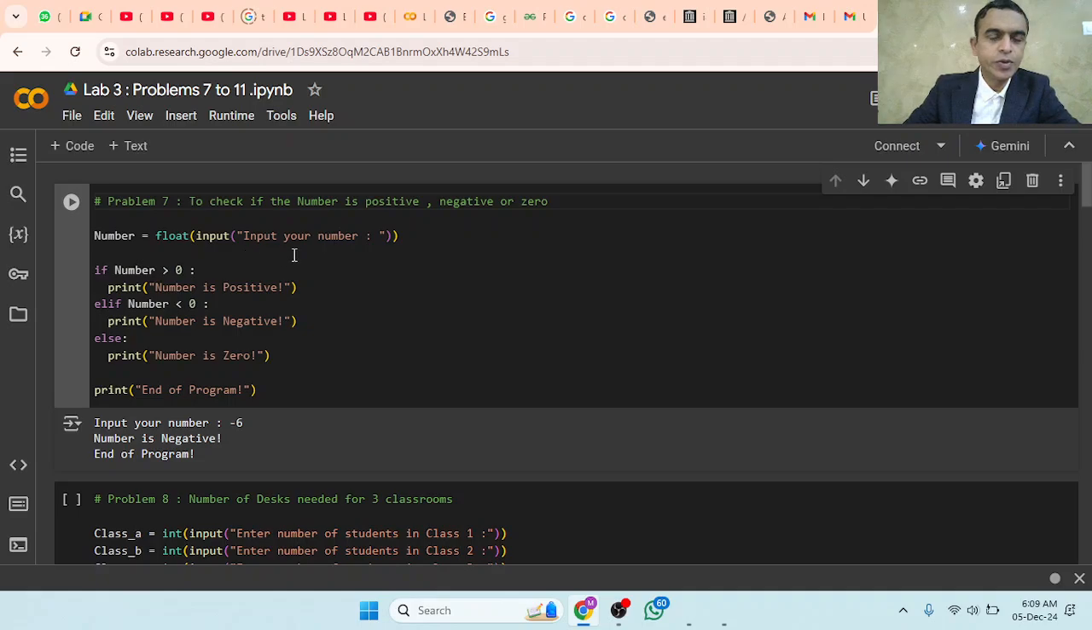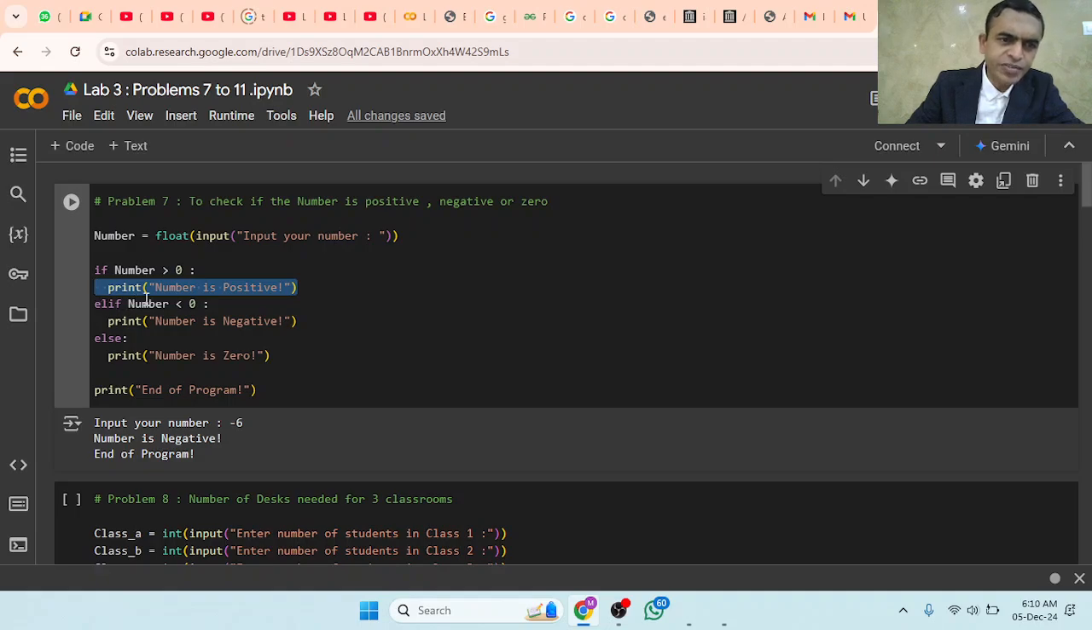So here what we are going to do, first we have to accept the number and use the logic whether it is greater than 0, less than 0 and otherwise if it is equal to 0. So look at the code here now. If number is greater than 0, the condition here, then colon, then we go ahead with indentation. We know that 4 spaces or 1 tab is left for indentation.